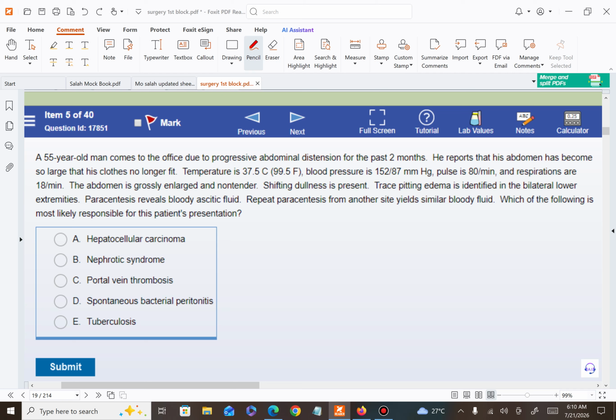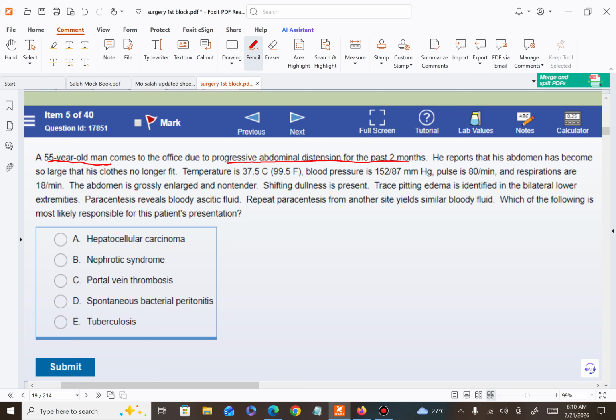Hello, let's discuss this question. A 55-year-old man comes to the office due to progressive abdominal distension for the past 2 months. He reports that his abdomen has become so large that his clothes no longer fit.